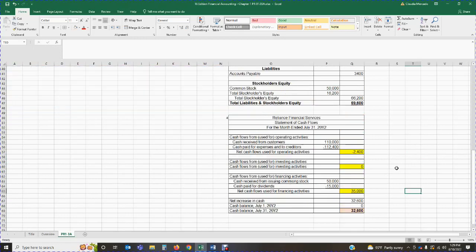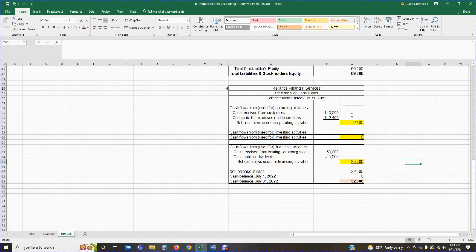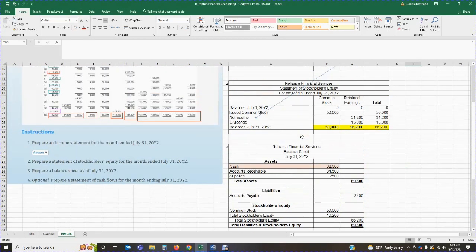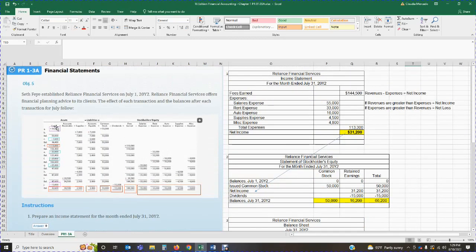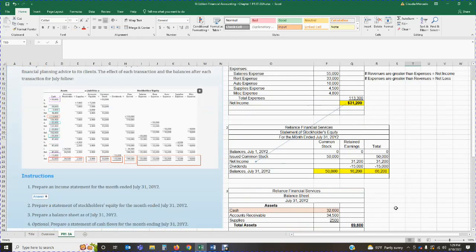Okay, so the statement of cash flows has 3 sections: operating activities, investing activities, and financing activities. Make sure that you look only at the transactions that affect cash. That is what we're interested in. Now these are the 4 financial statements.